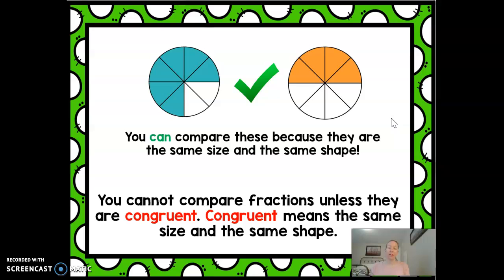You cannot compare fractions unless they are congruent. Congruent means the same size and the same shape. I believe we have talked about this word during our geometry unit on 2D and 3D shapes, that congruent means the same size and the same shape.